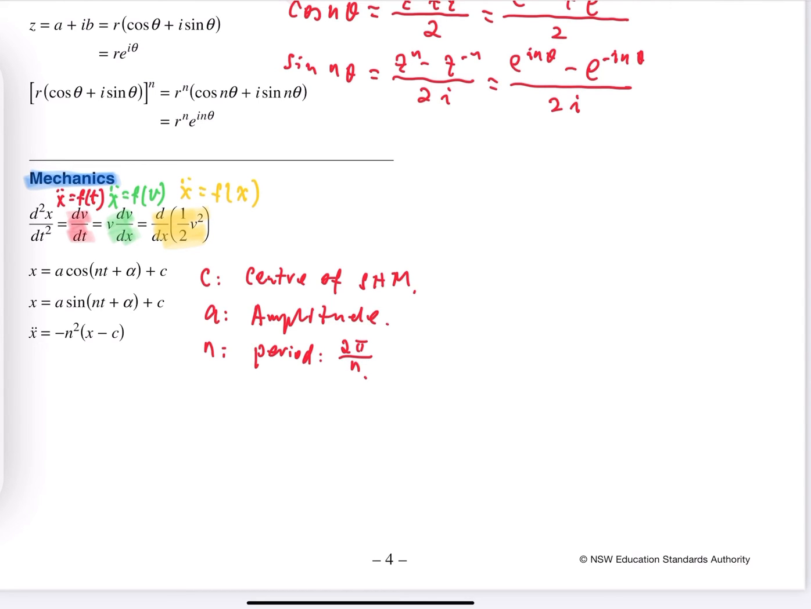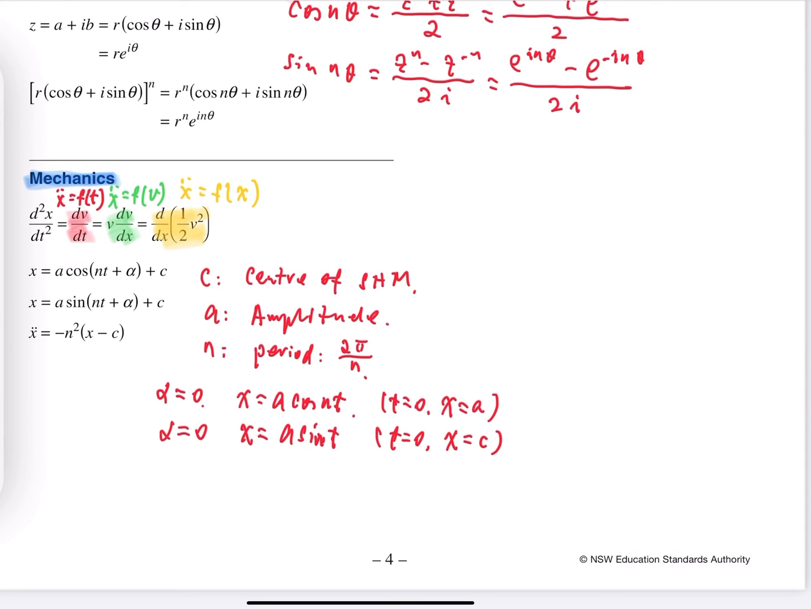Okay, and what is the alpha? I'm going to give you the scenario when alpha equals 0. When alpha equals 0, you will have x equals a cos nt. This means the motion starts from a. When t equals 0, your displacement is a, so starting from a. And when x equals a sin nt, also when alpha equals 0, that means initially when t equals 0, you are at the center of the motion, x equals c. Yeah, both have c here. I'm going to write it here.